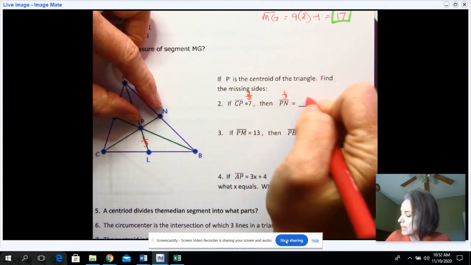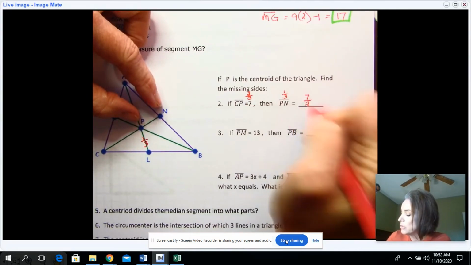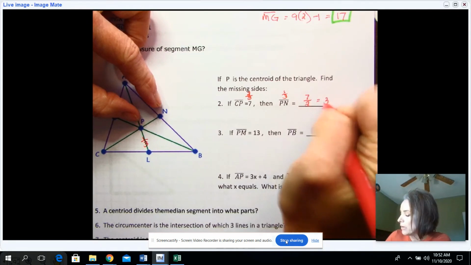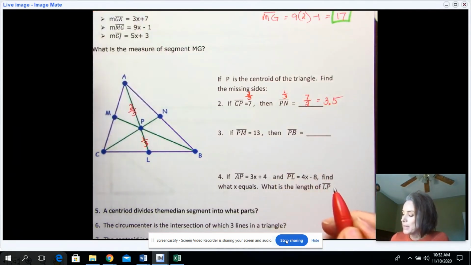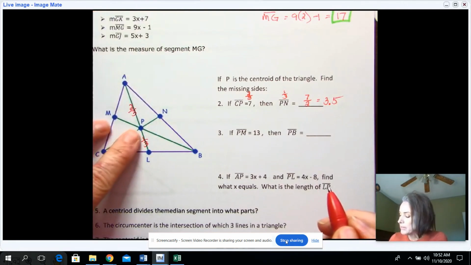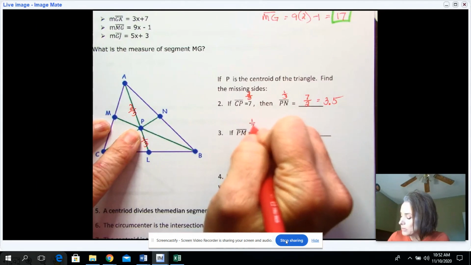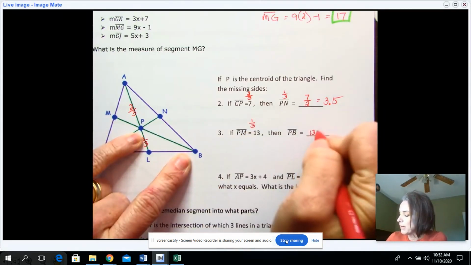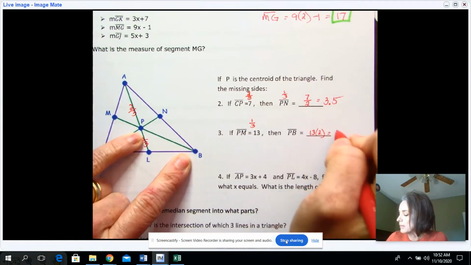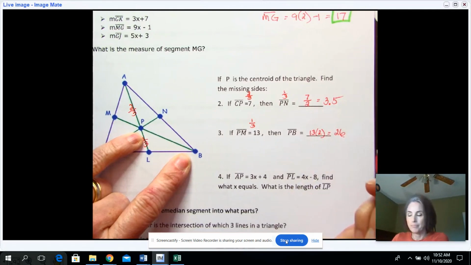So we have to divide that into 2. So you can have either 7/2 or 3.5. PM right here is the 1/3 part. If that's the 1/3 part, PB is the 2/3 part. So you're going to multiply that by 2 and you're going to get 26.